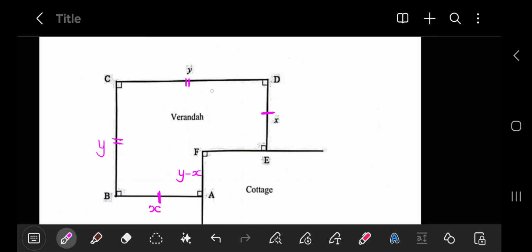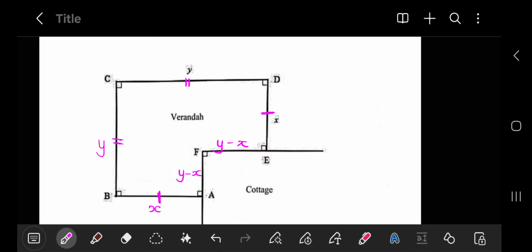Why would it be Y minus X? Notice that it's a vertical length. The entire length of BC is Y, and the length of DE is X. If we take BC and minus DE, we'll be left with AF, so Y minus X is AF. Then let us get FE. Working horizontally, the entire length is Y and AB is X. If we take Y and minus AB, we'll be left with FE, which is Y minus X as well.